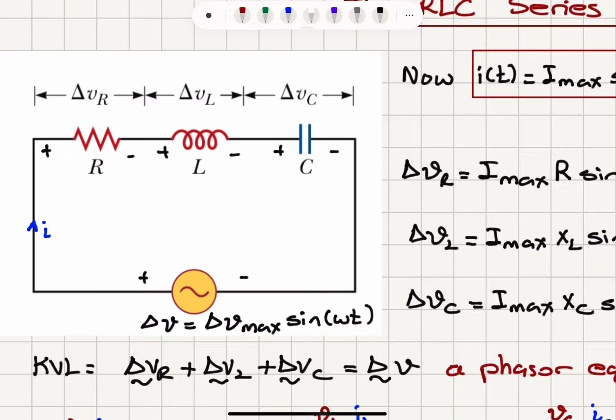Now, in the previous lectures, we have seen that while the resistor does not have any phase relationship between the current and the voltage across it, the inductor and capacitor do. So there's going to be a non-zero phase between the current that flows in the circuit and the phase of the voltage source, the AC source.